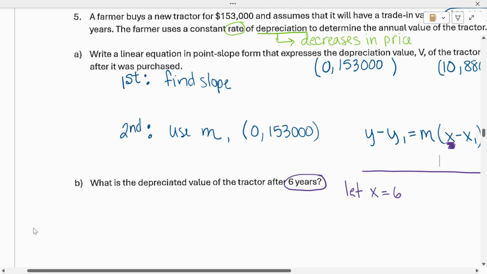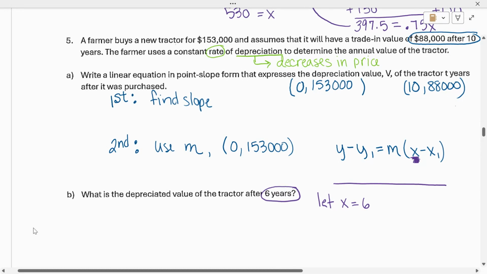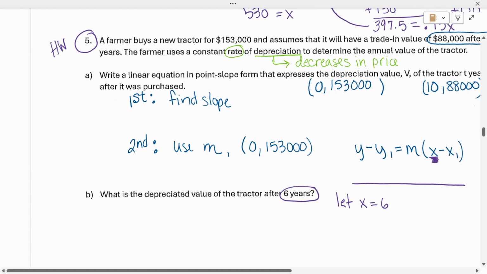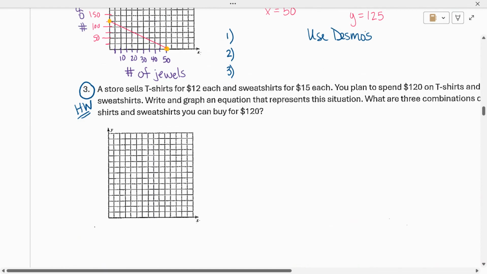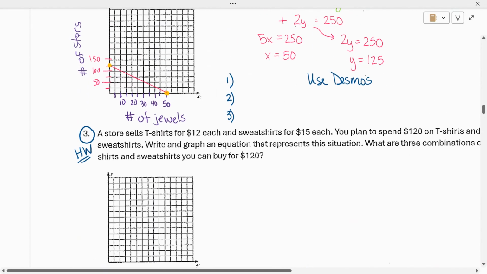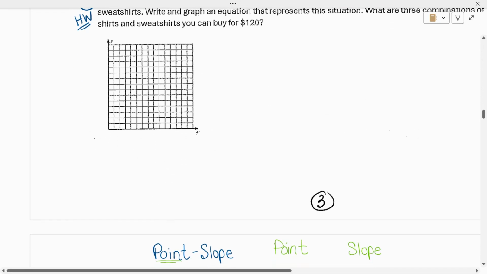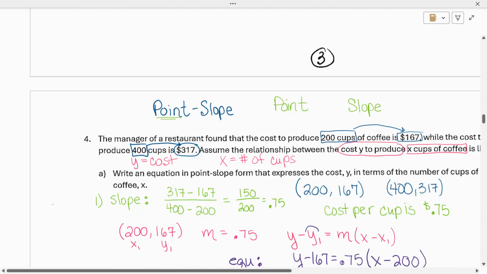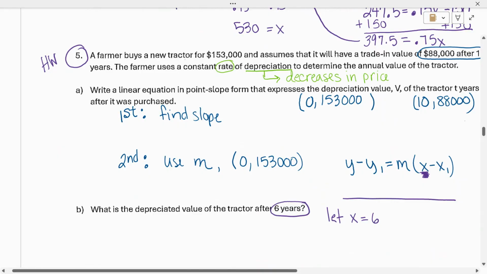So what do you think about number 5? Number 5 is homework also, right? Number 3 is homework. And you're going to give me the values that you discovered when you used Desmos for number 2. So finish up number 2, 3, and 5.